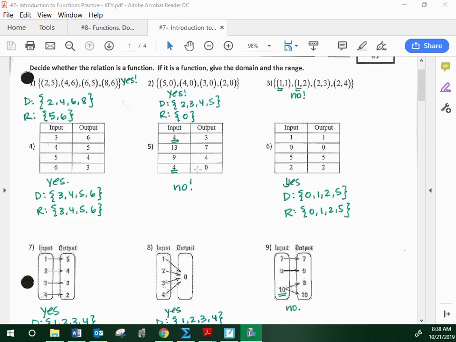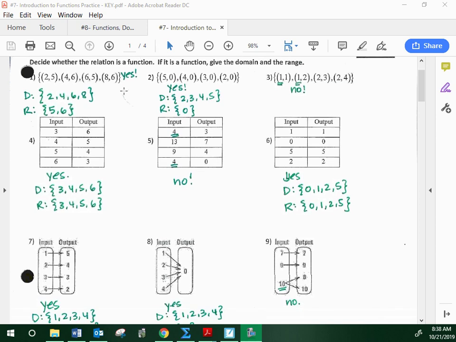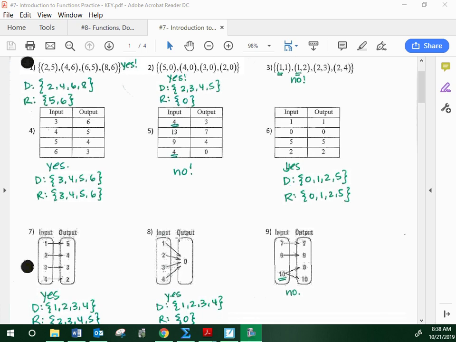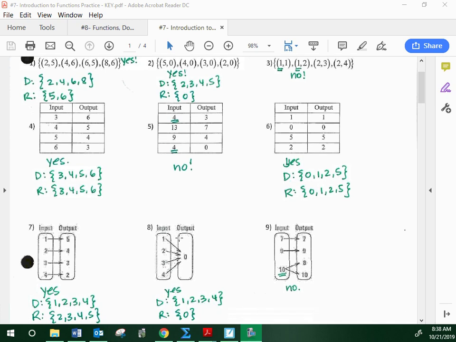So again, go ahead and check your answers, and a reminder, when it is a function, you do want to list your domain and range. So check your answers for that left column. Do we have any questions on 1, 4, or 7?